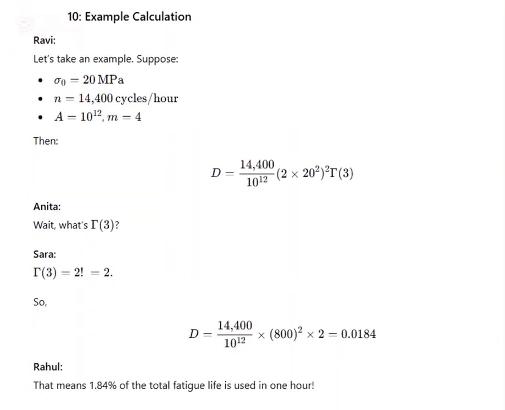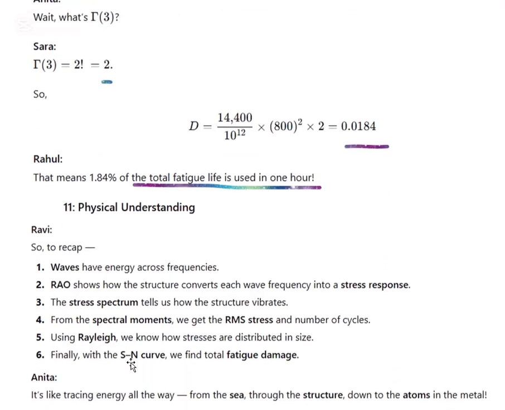Example calculation. For example, we take an RMS stress value of 20 MPa, number of cycles 14,000 per hour, and given A and M, we can calculate the damage. That means 1.84% of total life is used in 1 hour. In 1 hour, 1.84%. How many hours can it go? 1 divided by 0.018. Then it can go quite a lot.